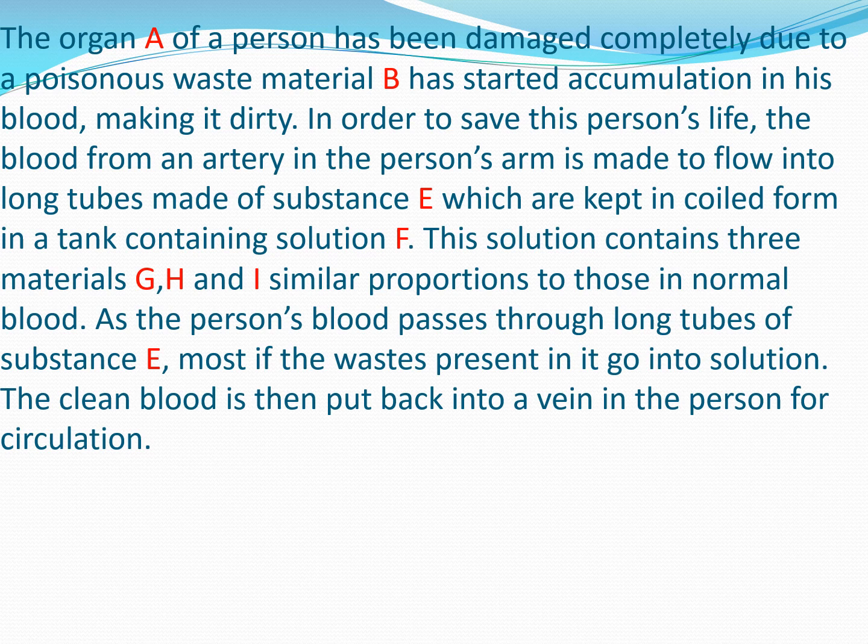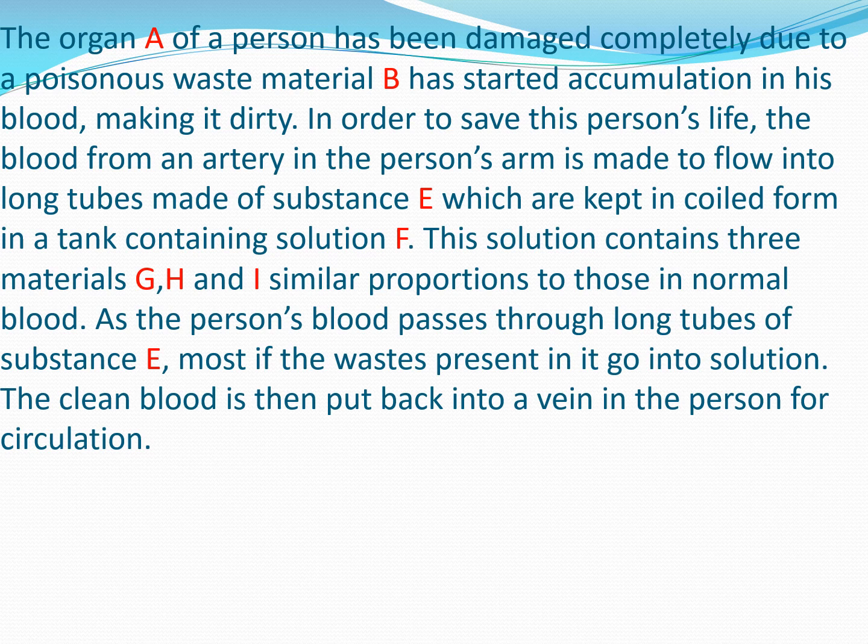So as the person's blood passes through long tubes of substance E, cellophane paper, most of the waste present in it goes into the solution. The clean blood is then put back into a vein in the person for circulation. Actually, this is the process which is seen in hemodialysis.